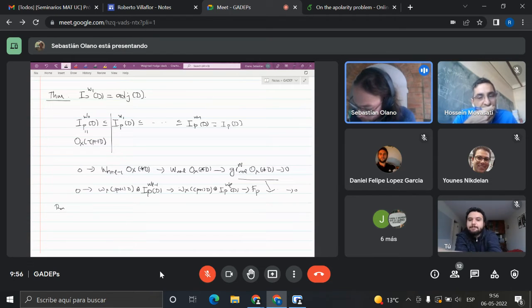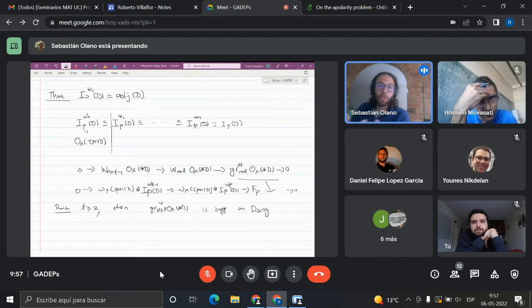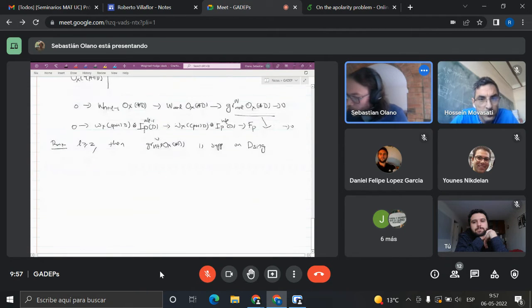And an important remark is that if l is larger or equal than 2, then Gr of weight m plus l, O_X(*D), is supported on the singular locus of D. So for instance, if D has isolated singularities, these are going to be skyscraper sheaves. So we can think of them as vector spaces, and we want to describe the dimension of them as vector spaces.